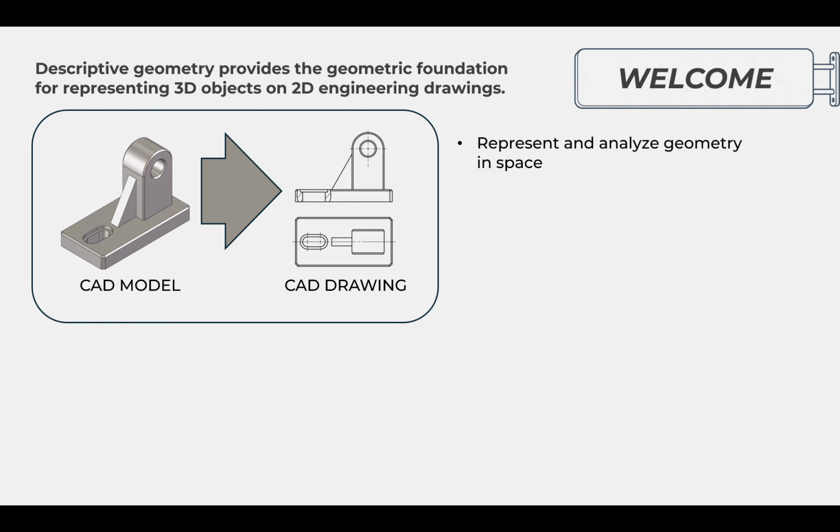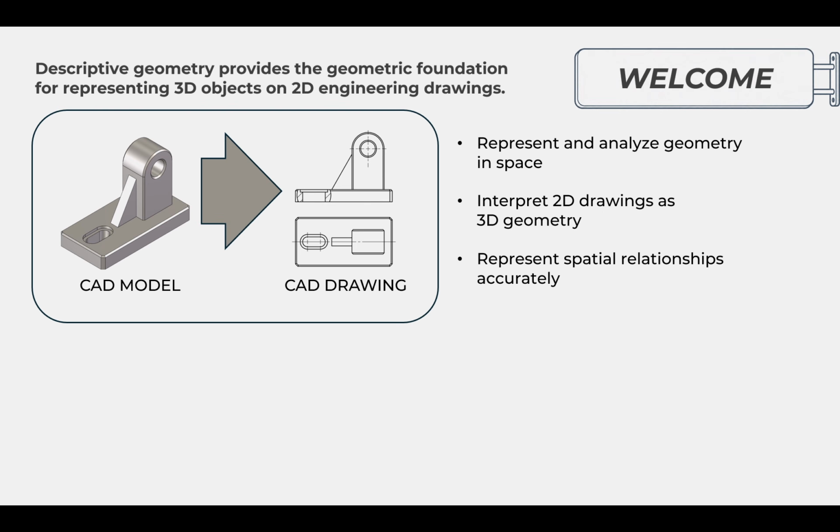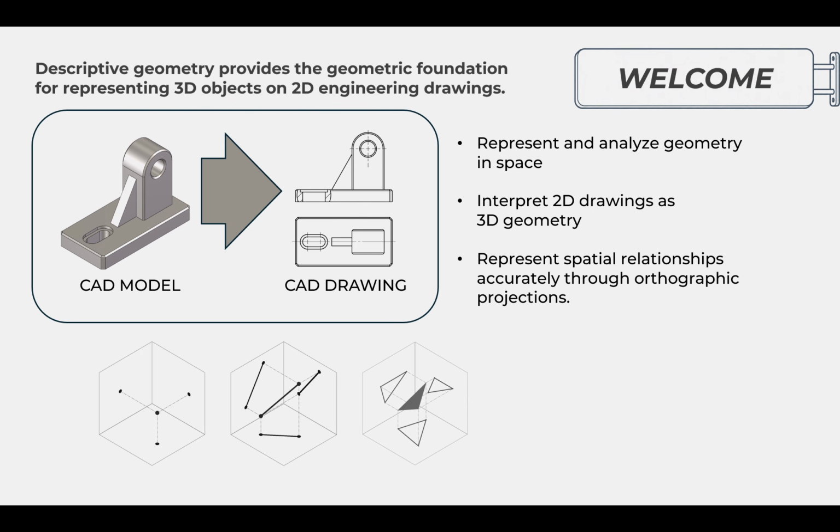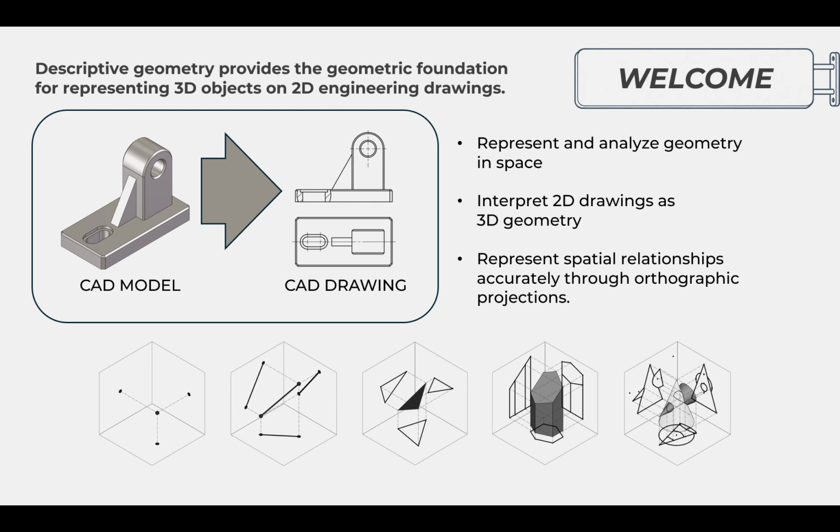Particular emphasis is placed on developing spatial reasoning, the ability to interpret two-dimensional drawings as three-dimensional geometry, and to represent spatial relationships accurately through orthographic projections. The course begins with the projection of a single point and progresses systematically through lines, planes, and increasingly complex spatial constructions. Throughout the lectures, the emphasis is placed not only on graphical procedures, but also on the geometric principles that govern them.